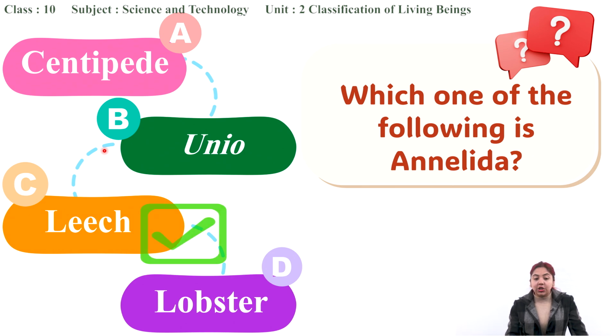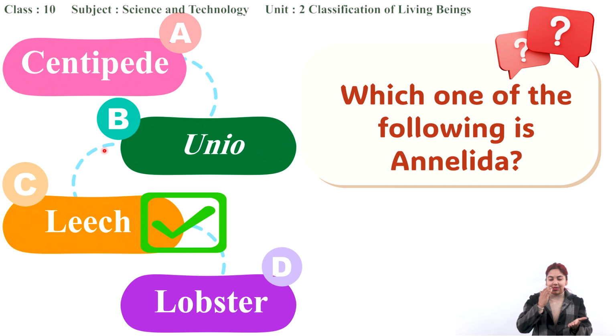Yes, leech belongs to the phylum Annelida, because we can see it has very clear segments in its body, and it is an ectoparasite, and we also studied about it while we were studying about Annelida. Now centipede, which phylum does centipede belong to? Yes, it belongs to Arthropoda. Nunio belongs to Mollusca. And lobster, which phylum does it belong to?